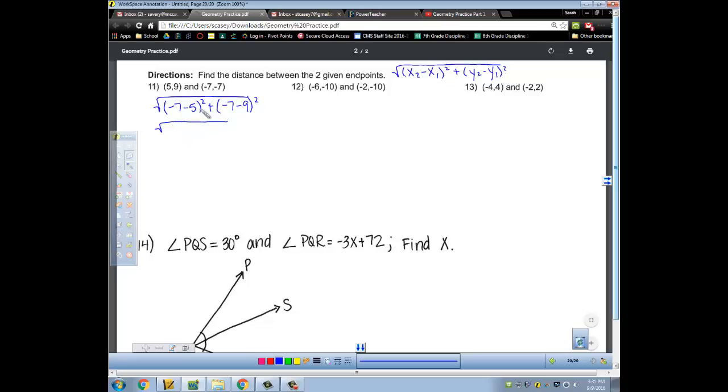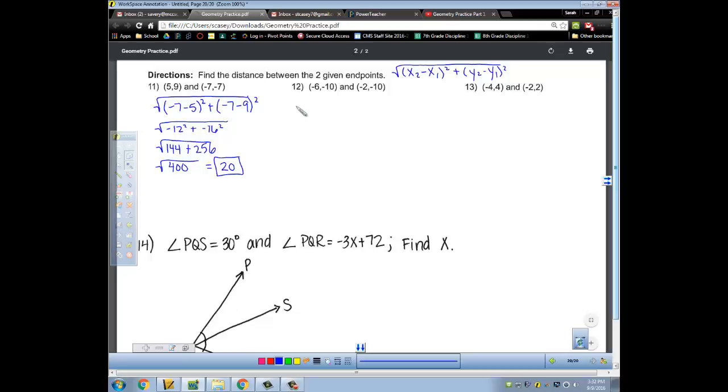So negative 7 minus 5 is negative 12, so negative 12 squared, plus negative 7 minus 9 is negative 16, so negative 16 squared. Negative 12 squared would be positive 144. Negative 16 squared is positive 256. 144 plus 256 is going to give me 400. On the key, I accidentally wrote 200, but it's still the correct answer. So it should be square root of 400. So square root of 400 is 20.